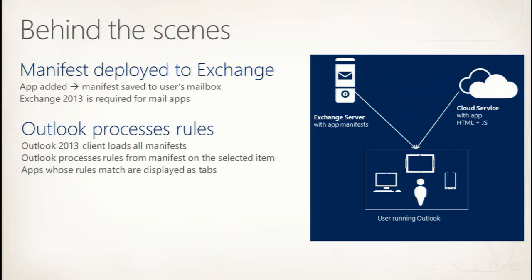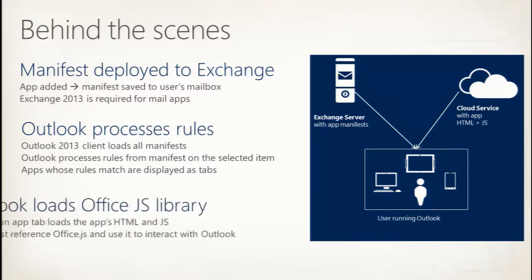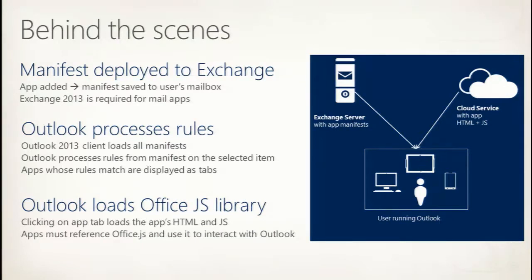However, at this point, the app is not actually running. It's simply appearing there, telling the user that there is some contextual information. Click on me, and I can show you more actions. It's up to the user to then click on the app in order to actually activate it and start running it. And once he clicks on the tab, the same thing happens as with task pane apps and content apps. The first thing is that we load the HTML and JavaScript of the app into the frame. The apps must reference the office.js API, and that API will initialize. And then the app can continue running its business logic and use office.js in order to interact with the Outlook client.